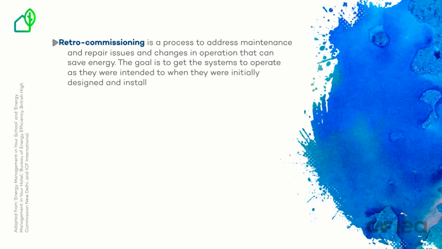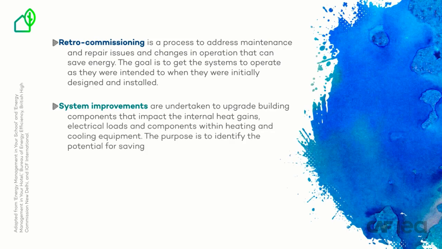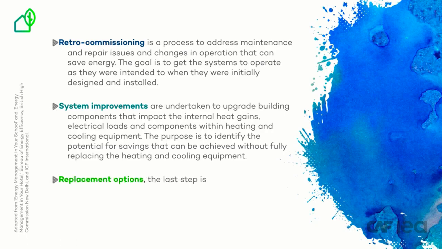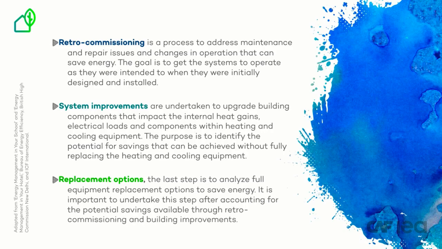Firstly, retro-commissioning. This is a process to address maintenance and repair issues and changes in operation that can save energy. The goal is to get the systems to operate as they were intended to when they were initially designed and installed. Secondly, system improvements are undertaken to upgrade building components that impact the internal heat gains, electrical loads, and components within heating and cooling equipment.